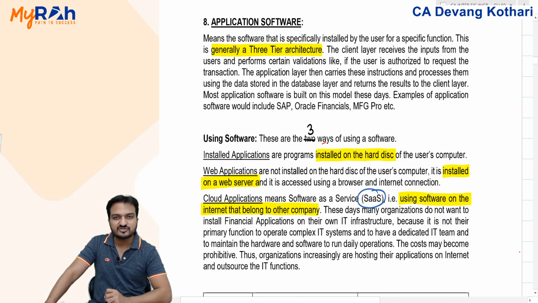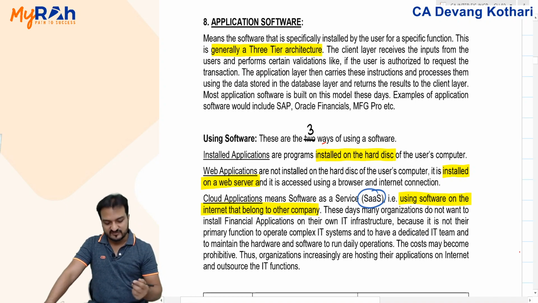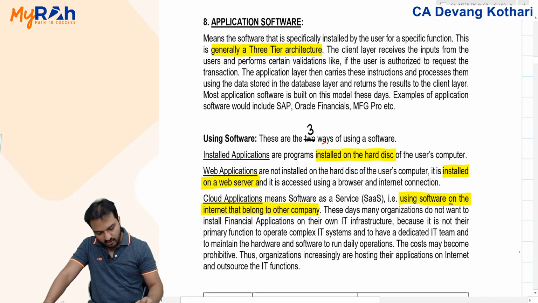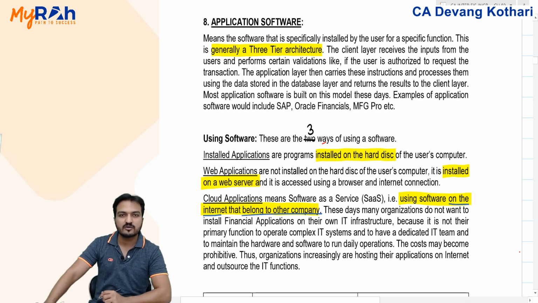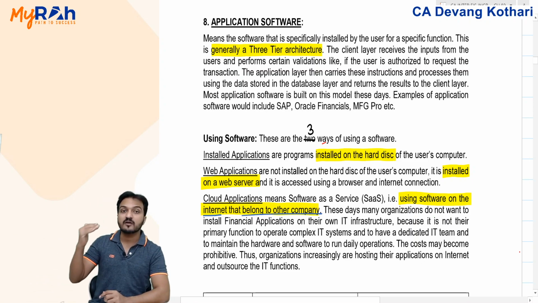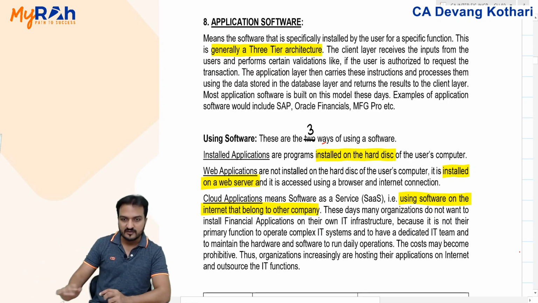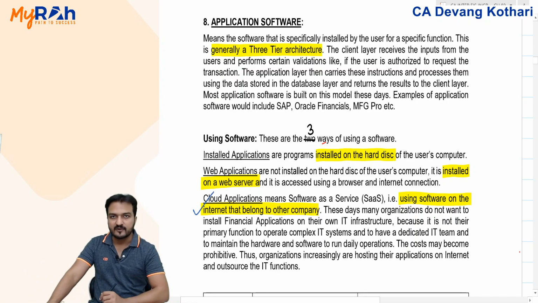While cloud application is software as a service. Remember, we did that in chapter number 4, software as a service, that is using software on the internet that belongs to some other company. The software does not belong to me, it is somebody else's software which I directly use from the internet. That becomes my cloud application.